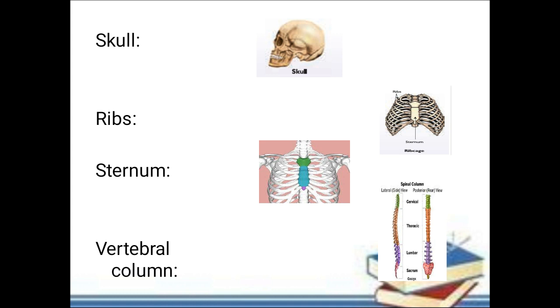Then the vertebral column. The main function of the vertebral column is to protect the spinal cord. It consists of a series of 33 bones, known as vertebrae. It is also known as the backbone, spinal cord, or spine.